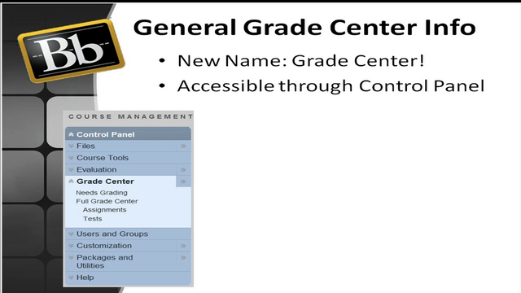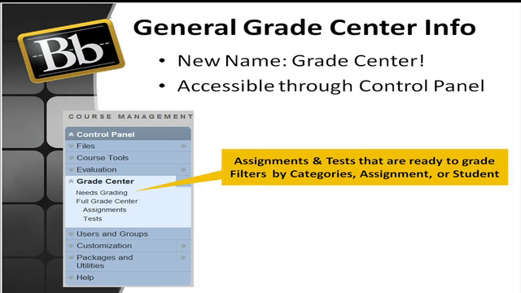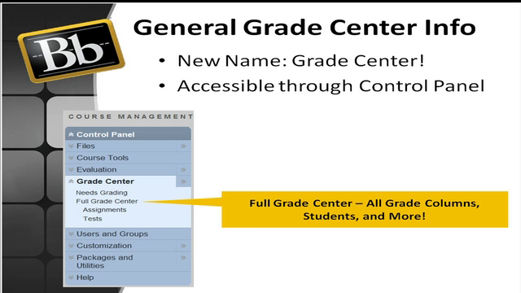Some general information about the Grade Center is its new name. It's the Grade Center now in Blackboard. Also, it's accessible through your control panel. The needs grading area is where your assignments and tests that are ready to be graded can be found. You can also filter by categories, assignments, or students. The full Grade Center is all your Grade Center columns, students, and everything else. So this is where you would find all your Grade Center columns and items, and be able to change things.